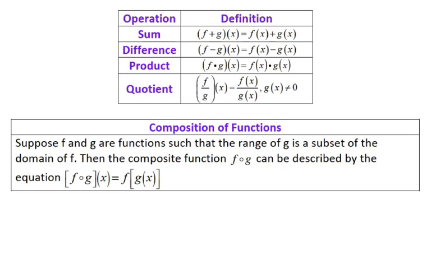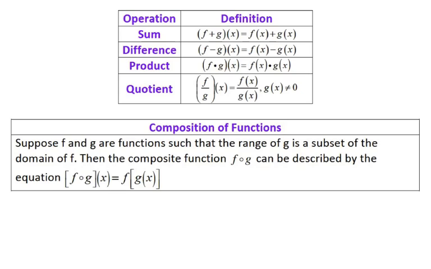We also have something called the composition. So suppose f and g are functions such that the range of g is a subset of the domain of f, then the composite function f of g can be described by the equation f of g of x. There's two different ways you can write this. You can write this with the open circle, or you can write it as the function inside a function.